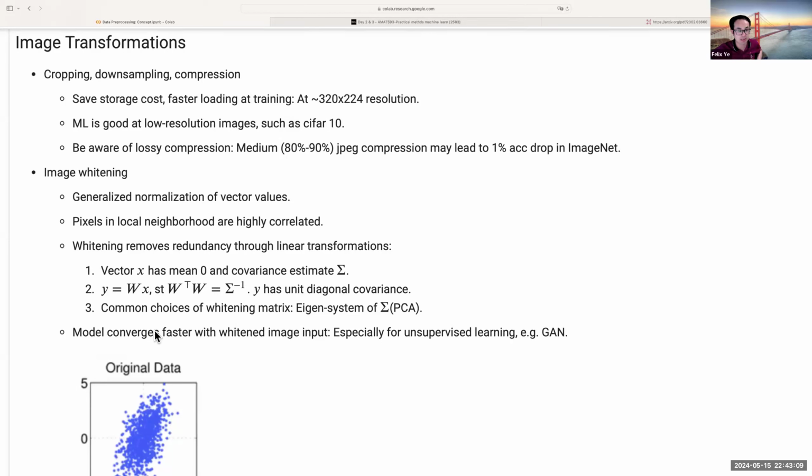If we do that, the model usually converges faster with whitened image input. So this is something very commonly considered. If we input highly correlated data such as images, the first thing we should do is apply principal component analysis to reduce the dimension from very high into a relatively manageable dimension. By doing this process, we can then apply the models, and usually the model converges faster and has better performance.